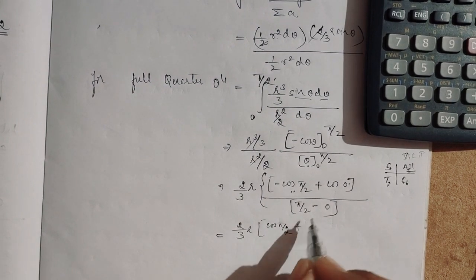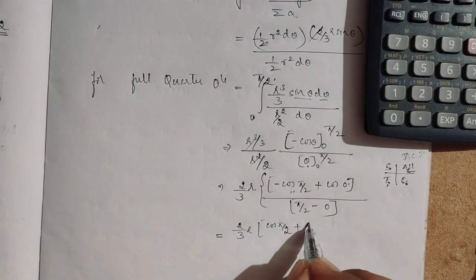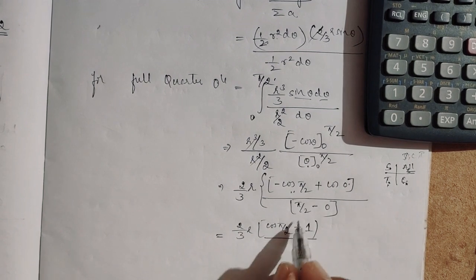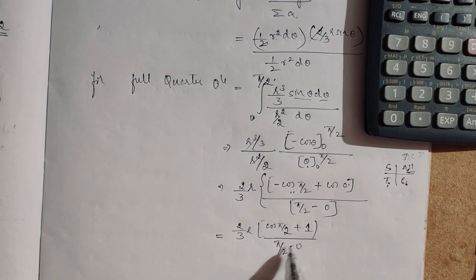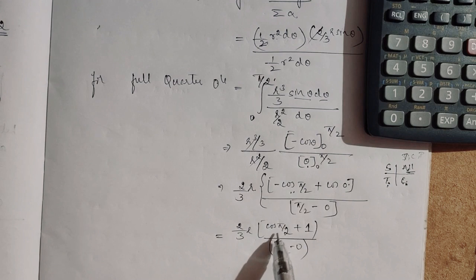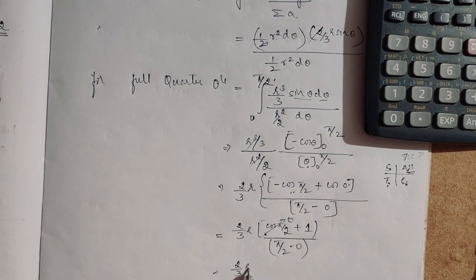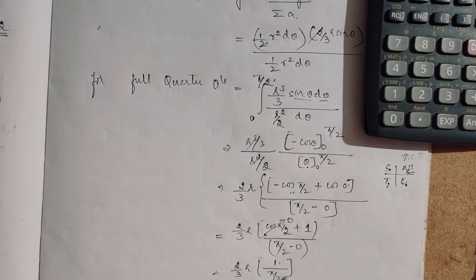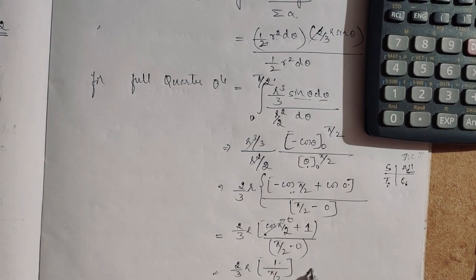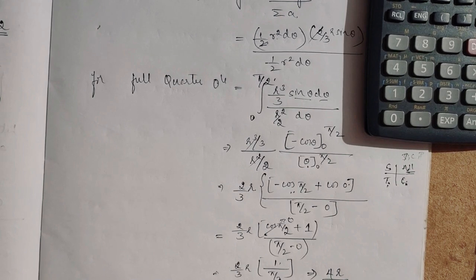So it will be cos pi by 2 is 0, plus cos 0 is 1, divided by pi by 2 minus 0. So 2 by 3 r into 1 divided by pi by 2, and when it goes upwards it becomes 2 into 2, that is 4r by 3 pi.